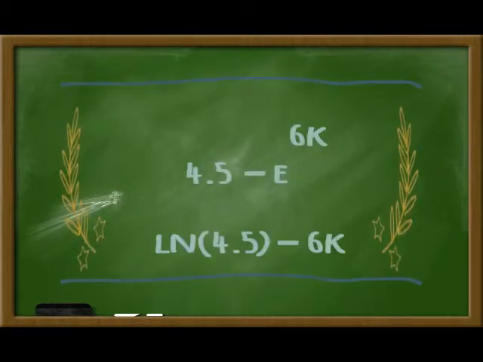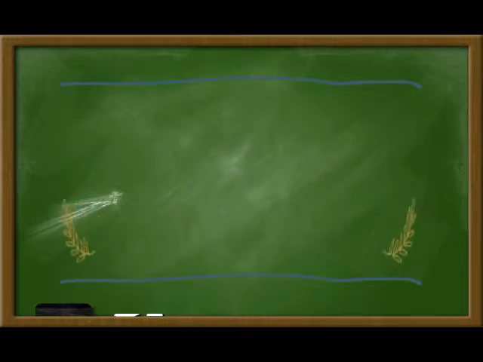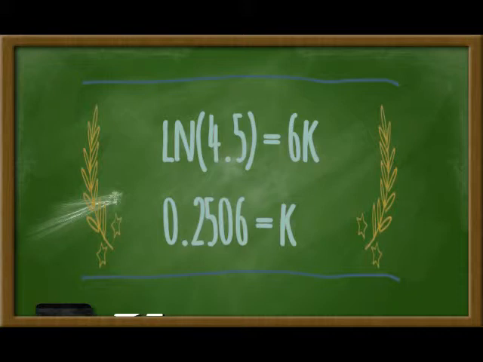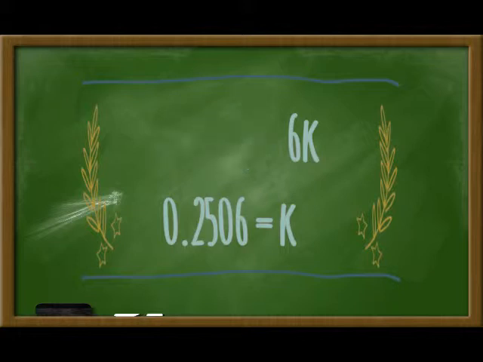Then, take the natural logarithm of both sides to cancel out e. Then, divide both sides by 6 to isolate the variable k. After that, you will get the value 0.2506, which is the growth constant.